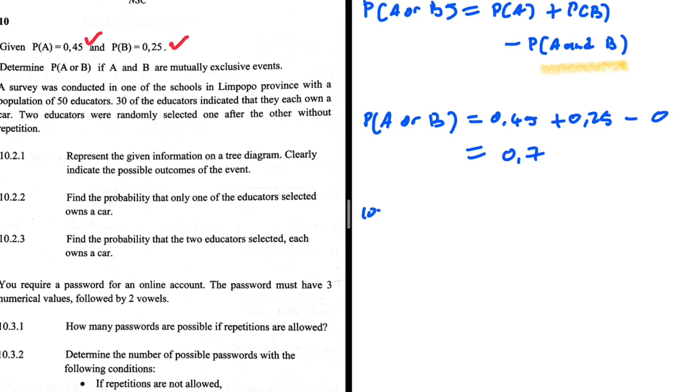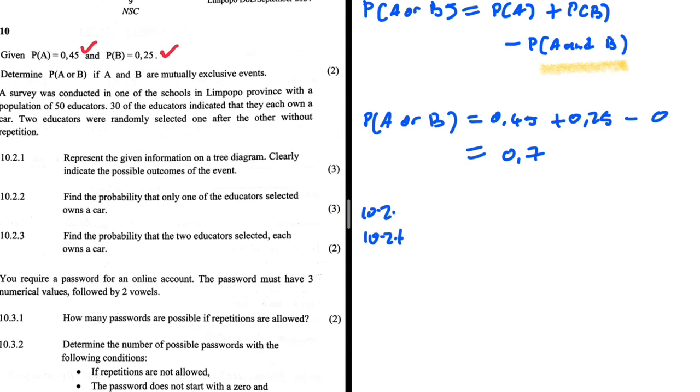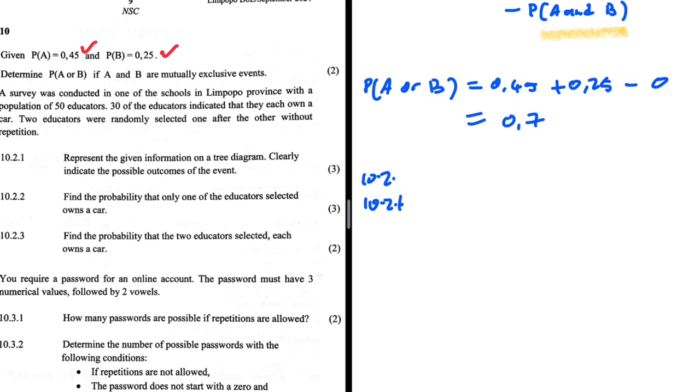10.2, let's take a look at 10.2.1. A survey was conducted in one of the schools in our province with a population of 50 teachers. 30 of the educators indicated that they each own a car. 2 educators were randomly selected, one after the other, without repetition. So let's take a look at this. The first question: represent the given information on a tree diagram. Clearly indicate the possible outcomes of the event.